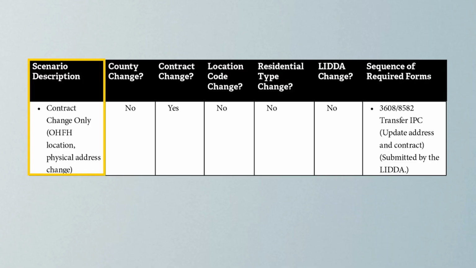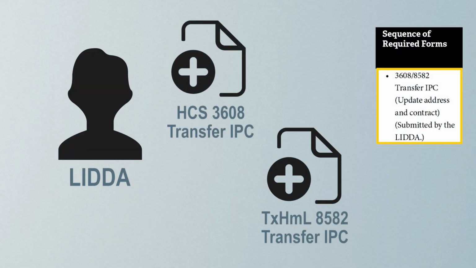Here, we see an individual needs a contract change for an own home or family home location and a physical address change. The LTCOP submits either the HCS 3608 or Texas Home Living 8582 Transfer IPC to update the address and contract.